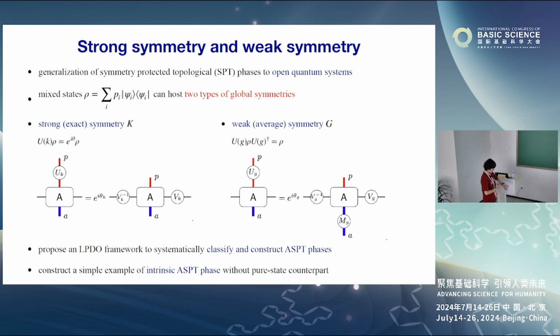So because we have this kind of structure, we have a framework to systematically classify and construct the ASPT. People have already done the classification and construction for the ordinary symmetry protected topological phases for pure states. But now we can generalize this idea to the mixed states. We can even construct a simple example of intrinsic ASPT physics without the pure state counterpart.